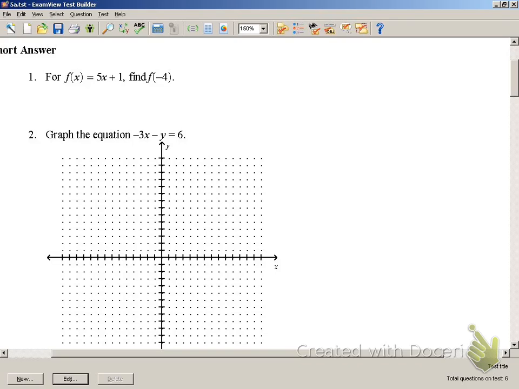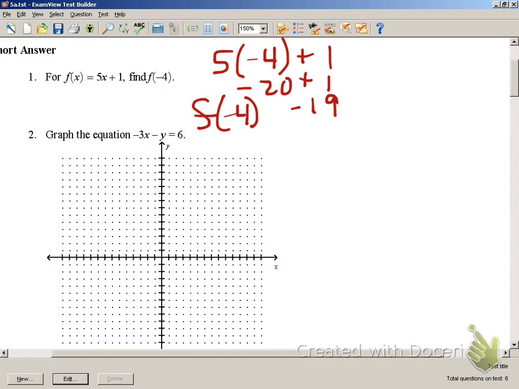Question number 1 says for f of x equals 5x plus 1, find f of negative 4. That is functional notation. So what that is telling us to do, anytime that there is an x in the equation, we are simply going to replace it with negative 4. We're substituting. That's all functional notation is. So I'm going to have 5 times negative 4 plus 1, which gives me negative 19. So the way that this would need to be written is f of negative 4 equals negative 19.